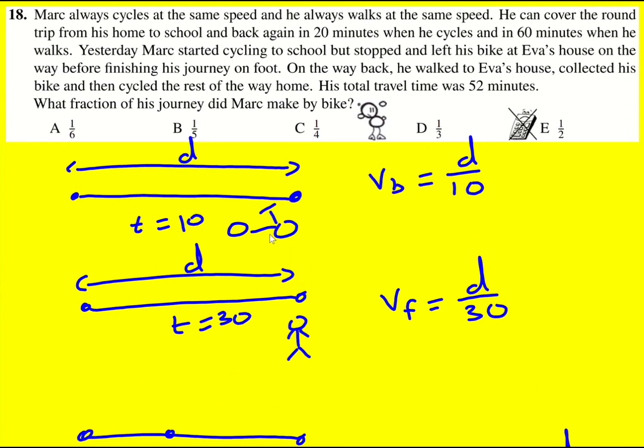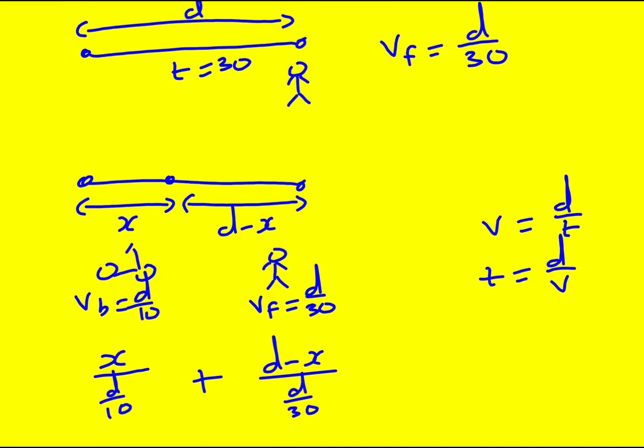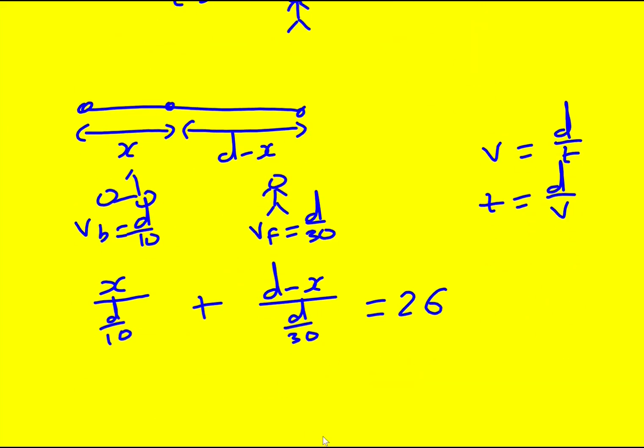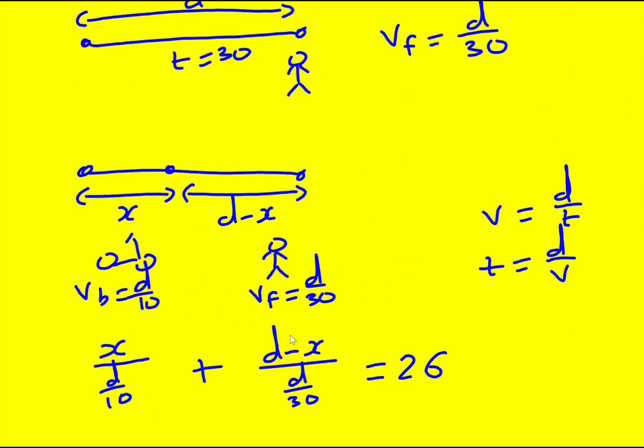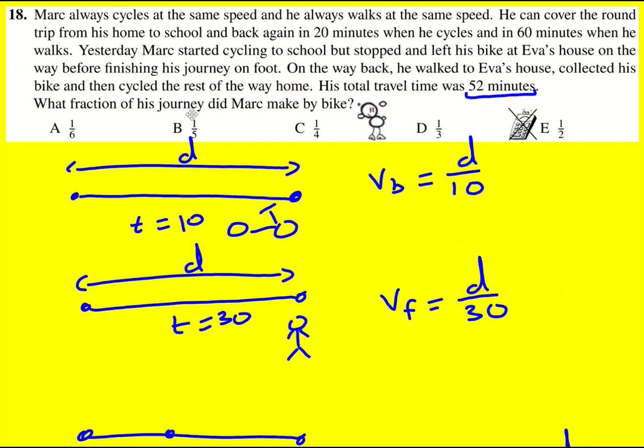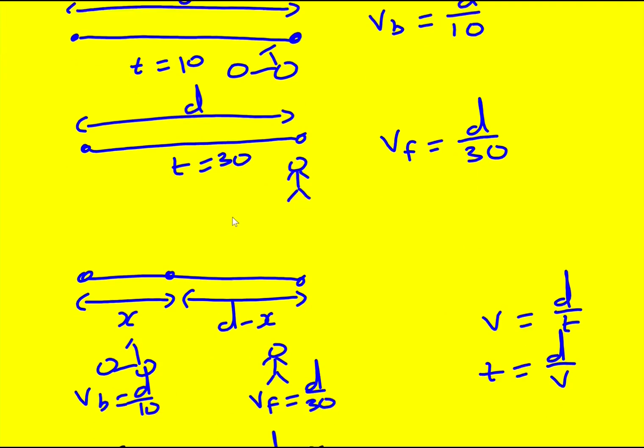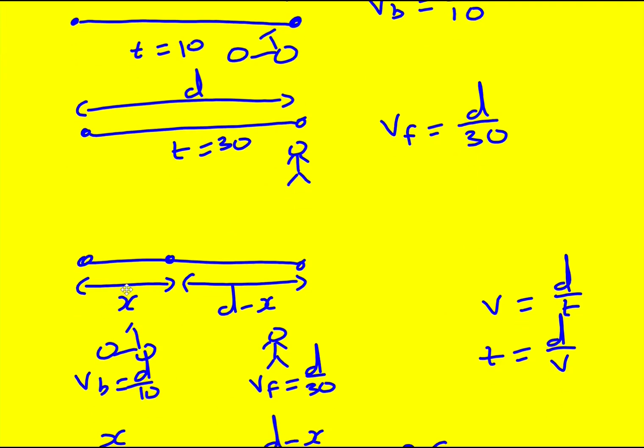And we're told that the total travel time was 52, but that was to school and back again. So actually this is going to equal 26. Okay, and we've got an equation that we can now solve. Remember, we're interested in the fraction of the journey that Mark made by bike. So actually we want to work out x in terms of d.